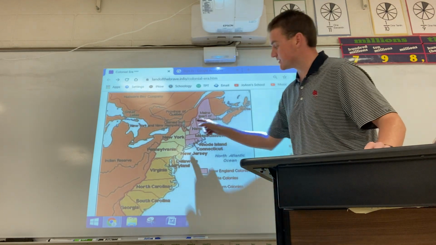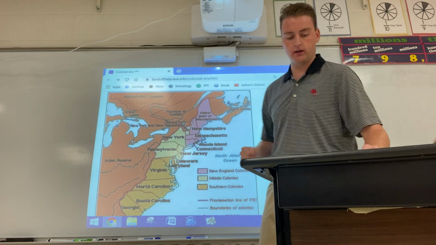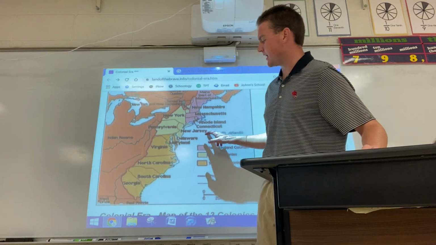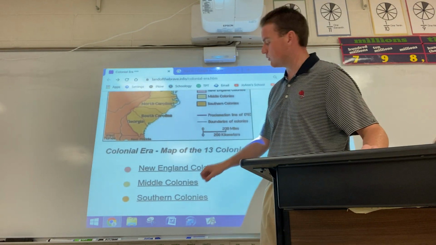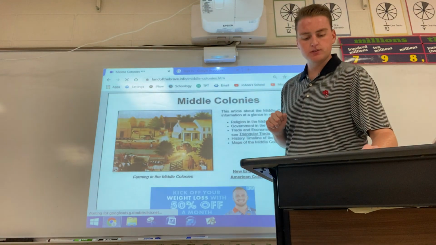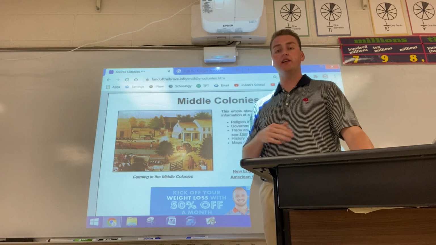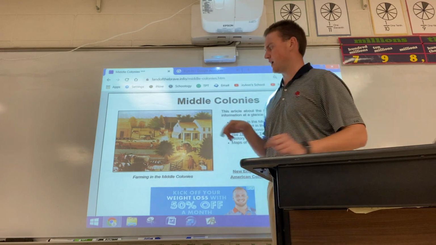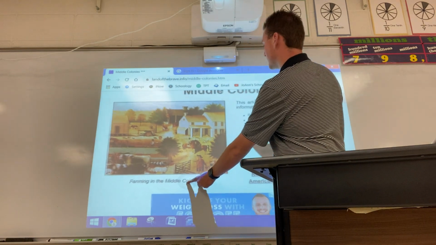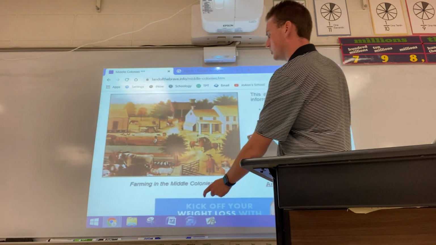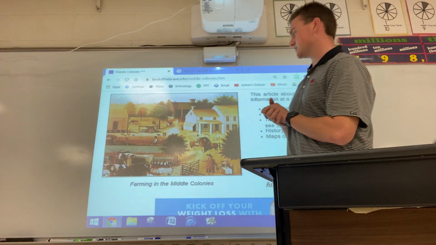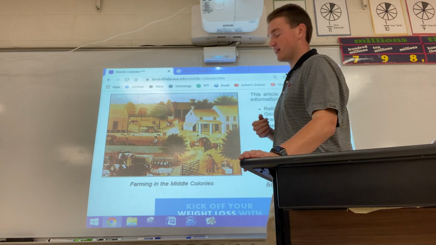Let's look now at this yellow area, the middle colonies. The middle colonies consisted of states like Pennsylvania, Delaware, New York, and New Jersey. And we don't really think of New York being in a middle colony, but in this case, they are in the middle colony. And if we get this picture, and we may zoom in a little bit on it, this picture kind of tells us what life would be like here in the middle colonies.